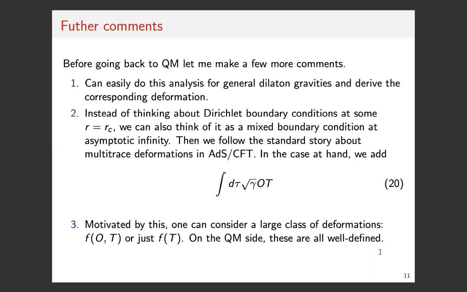So now I want to go back to quantum mechanics. I'll leave gravity for what it is. It gave us some clue about what the deformation is, but now I want to move on to quantum mechanics again. If there's questions, now it's maybe a good time for questions about gravity or this JT story. So Jorrit, we have at least one question here in Potsdam.